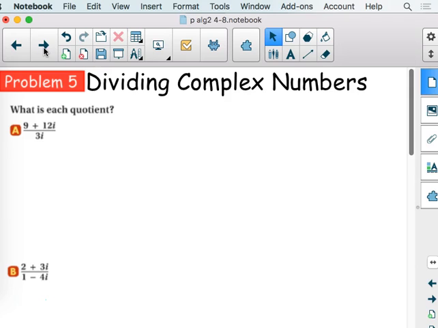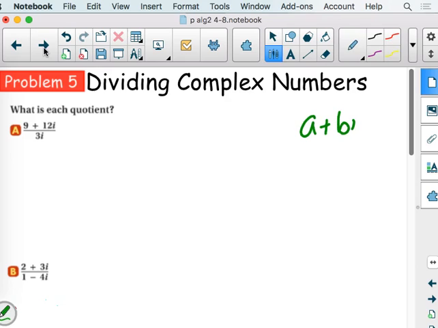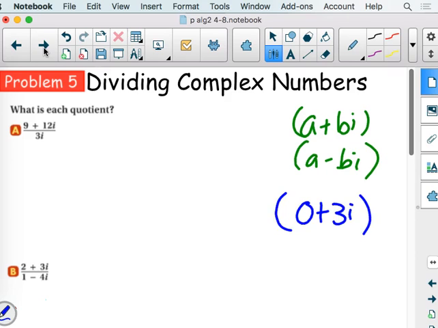So I think about that complex conjugate piece. If it's a plus bi, I have to multiply by a minus bi. And then I have to start with this goofy one that's just 3i. So I think, okay, if I had to write it like that, I'd write it as 0 plus 3i. So that would be the original, so that means its conjugate would be 0 minus 3i. Now I'm not going to write 0 minus 3i up here, but it shows that we need to multiply the top and the bottom by negative 3i.